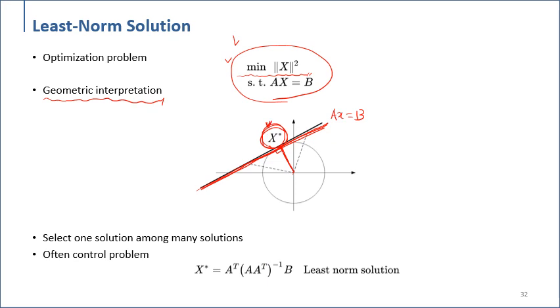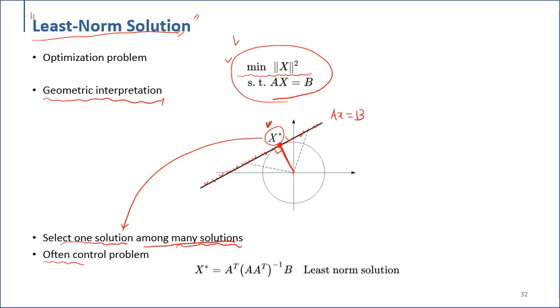So this way is just selecting one solution among many solutions. Without these constraints, any point can be the solution. Among these many solutions, we can have the one solution that has the minimum L2 norm. That's why we call this method the least norm solution. Then this problem can be solved by this matrix form.